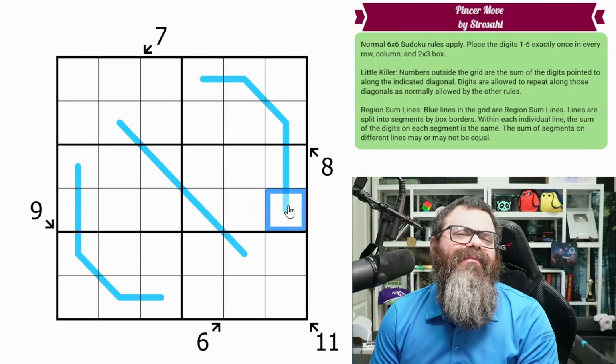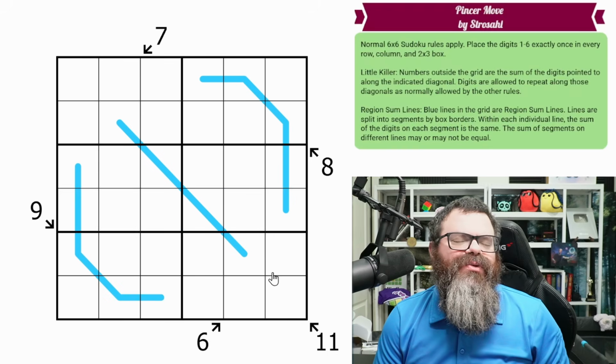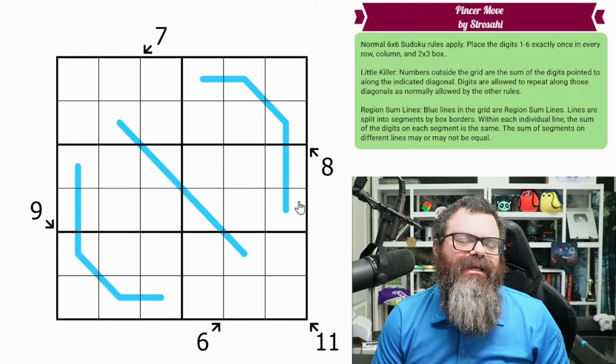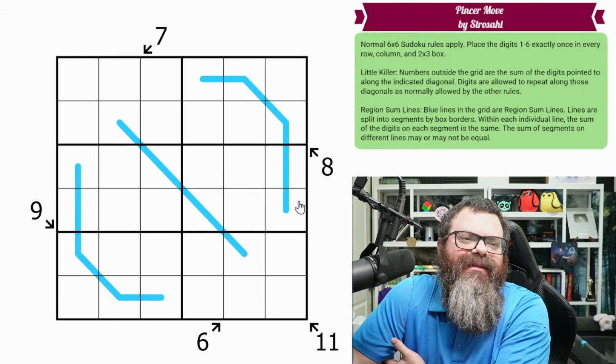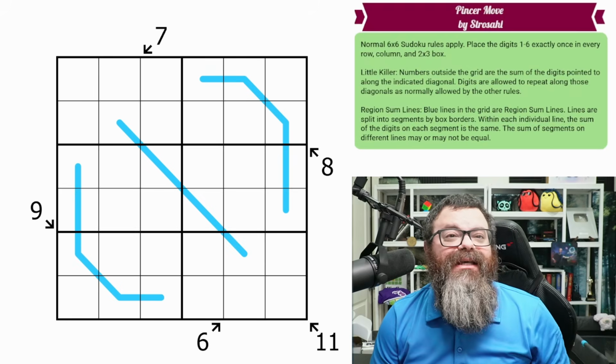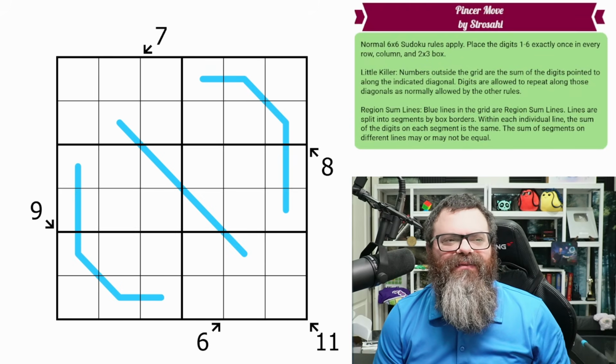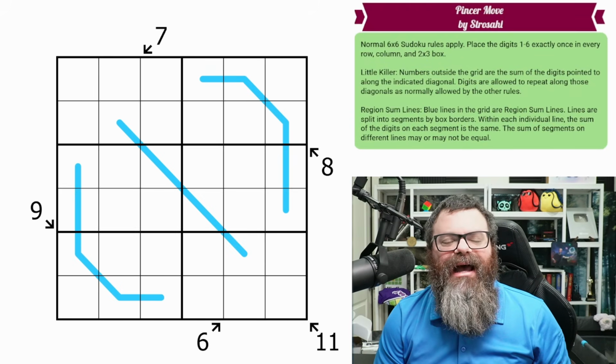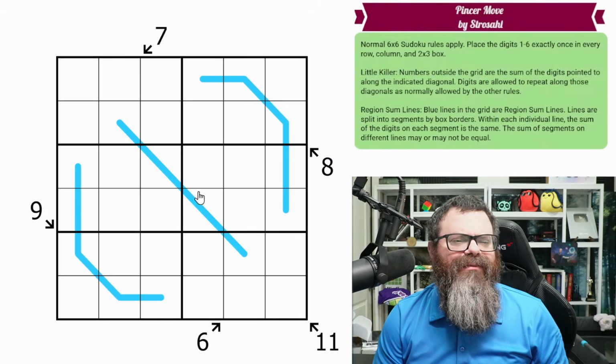All right. But different segments on different lines do not have to have the same sum as each other. There's only segments on the same line that have the same sum. And that's it. Those are the rules. There's a link in the description if you'd like to try the puzzle yourself. And I'm going to get started right now.